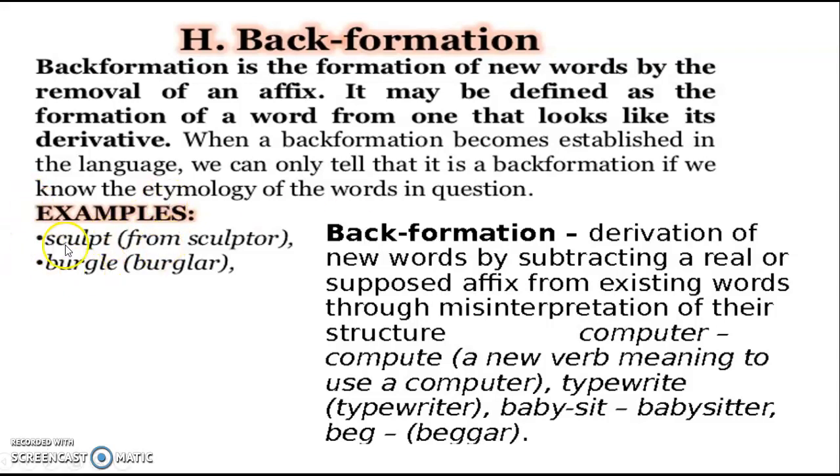For example, we said sculpt from the word sculptor. What do we do here? So we have sculptor. We have a suffix here, a derivational one, or. So in this case, we eliminate or and we have sculpt. But we all know already, even when we eliminate this, we know the meaning of the word sculpt.